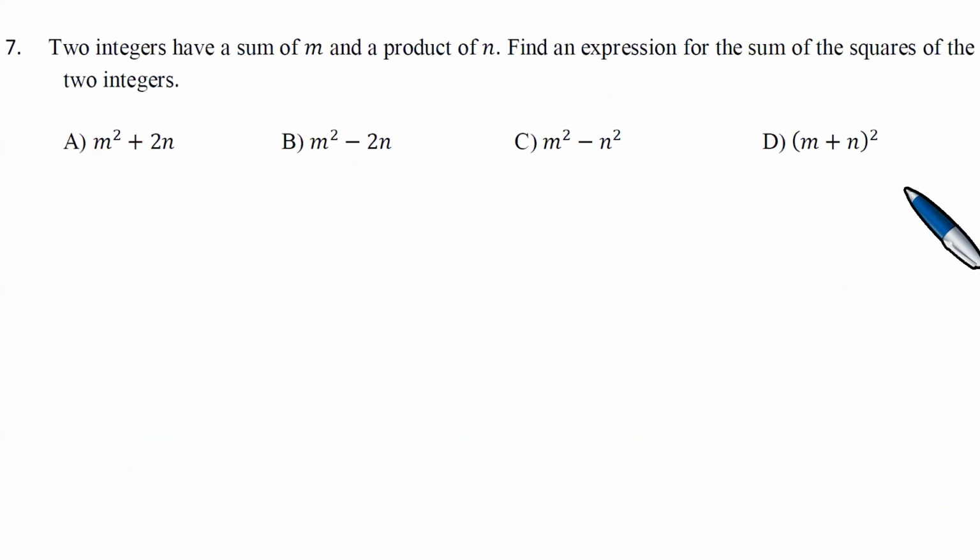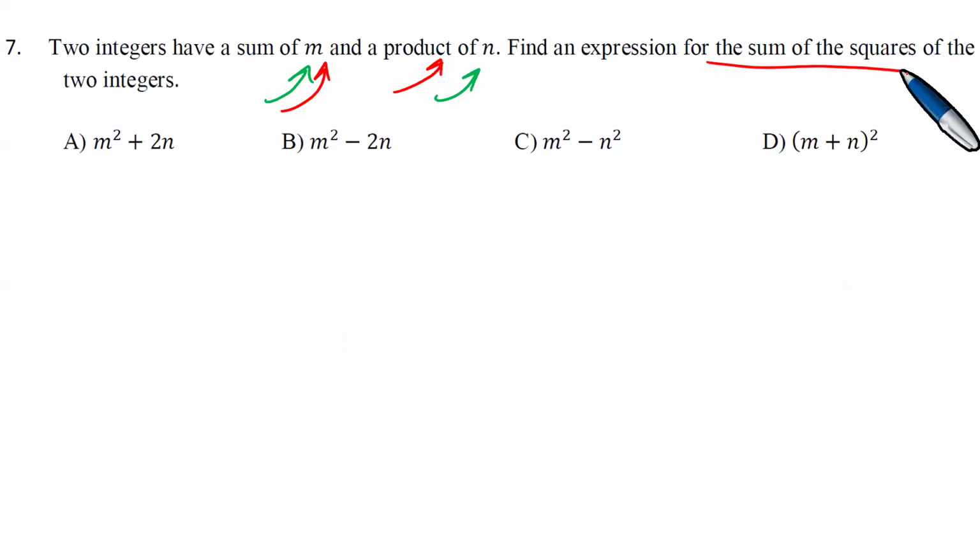Two integers have a sum of m and a product of n. What do we do? Find an expression for the sum of the squares of the two integers.